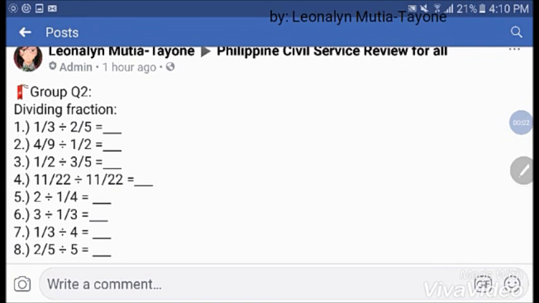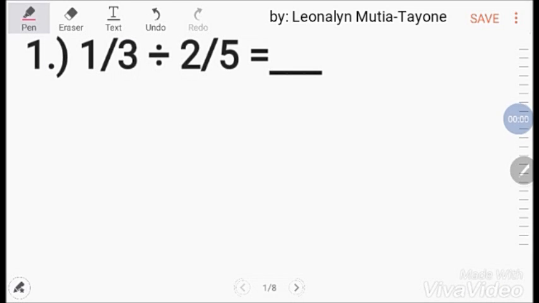Let us solve these dividing fractions. If you think this is difficult, watch this video and I'm going to explain this in the simplest way possible. Para lalong mas maintindihan, bago tayo mag-umpisa, let's identify all these numbers.